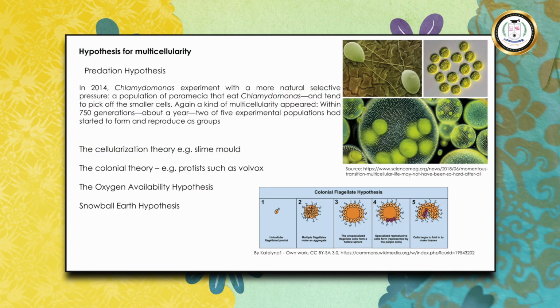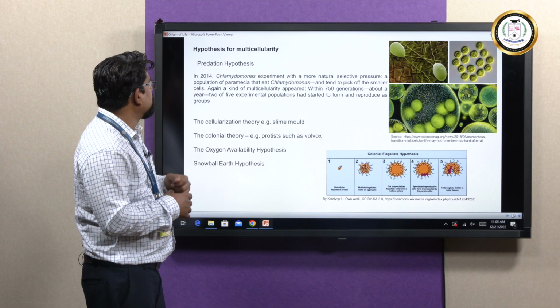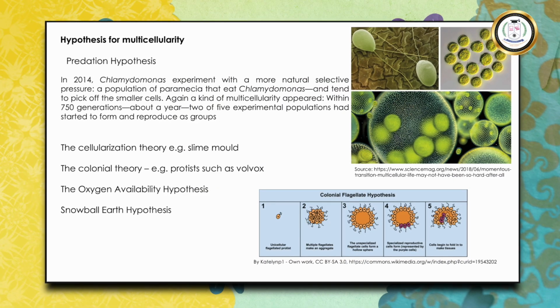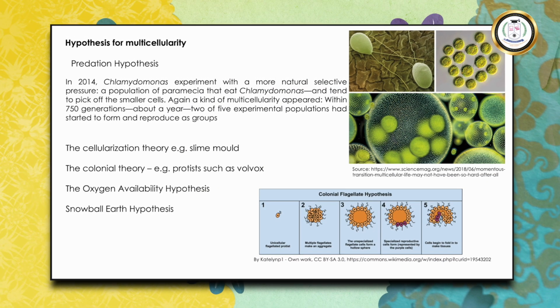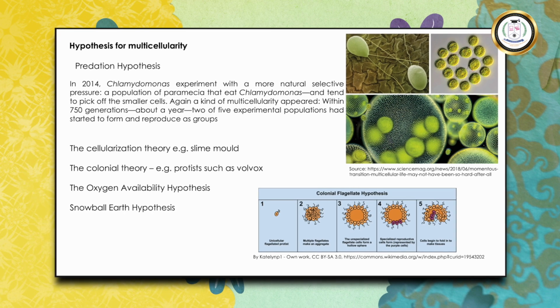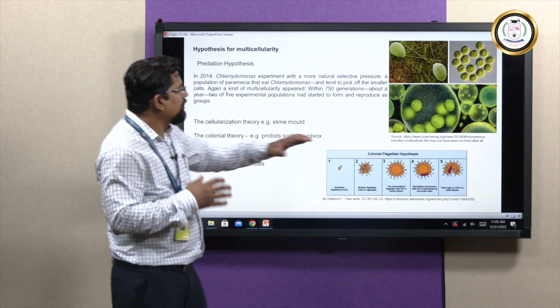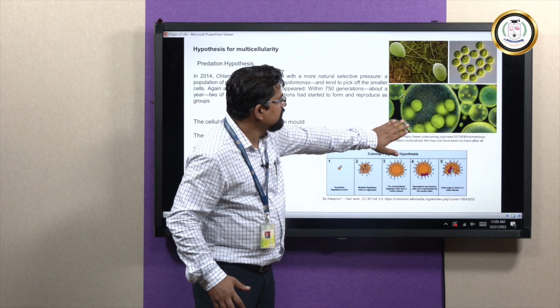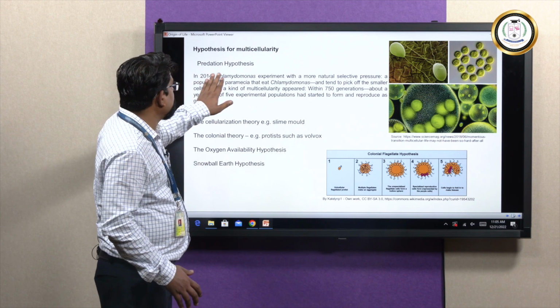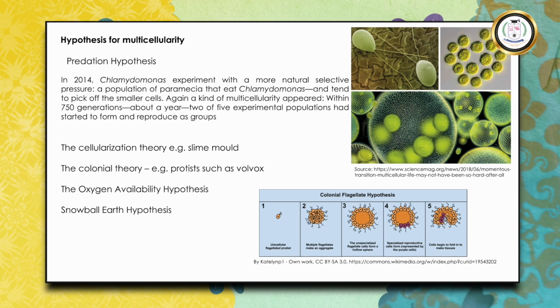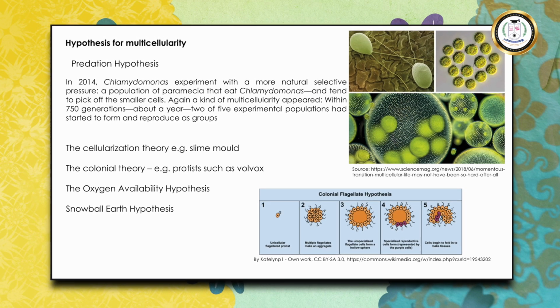There are several different hypotheses of multicellularity. For example, the predation hypothesis. One such lab-based experiment was done on Chlamydomonas. When the Chlamydomonas was grown for 750 generations, about a year, in the presence of a predator, the Chlamydomonas came together and formed a larger structure, which indicates that predation can act as a selection pressure to form a multicellular organism.